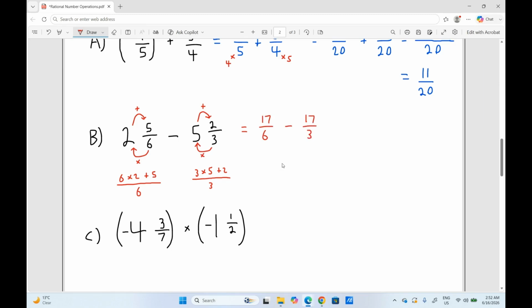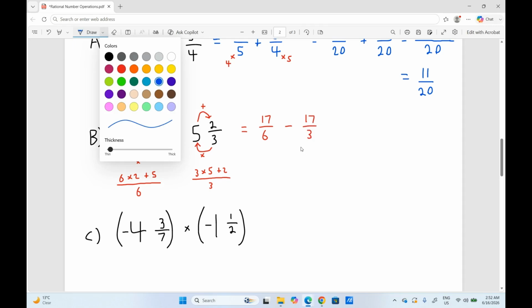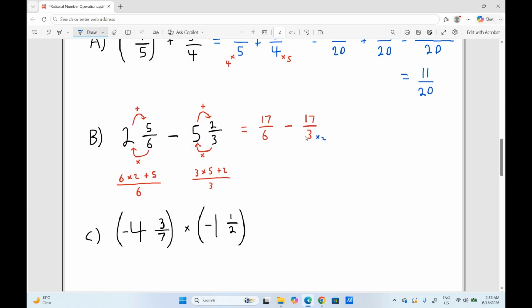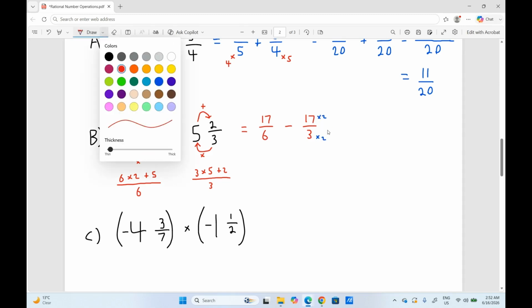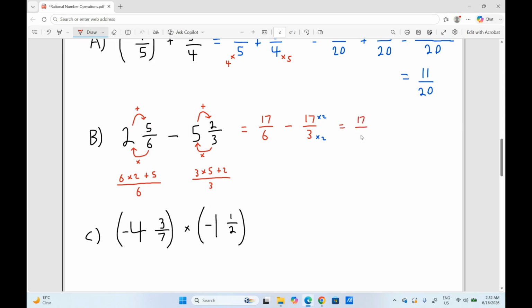So now I'm going to subtract these numbers, but I first need to find a common denominator. So I'm going to multiply this 3 here by 2 because I noticed 3 times 2 is 6. That lets it become common. But what I do to the bottom, I have to do to the top. So now I'm going to have 17 over 6 minus 17 times 2 is 34, minus 34 over 6. Because my denominator is the same, I can keep it the same. I just have 6 on the bottom. Now on the top, I'm going to have 17 minus 34.